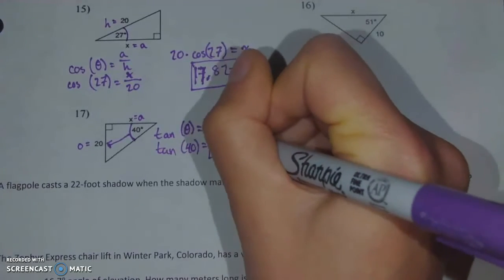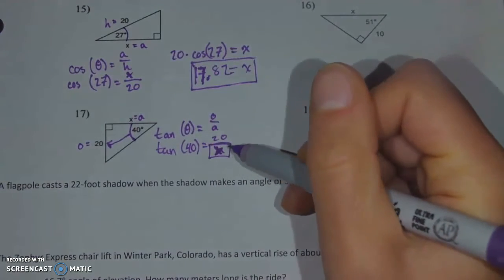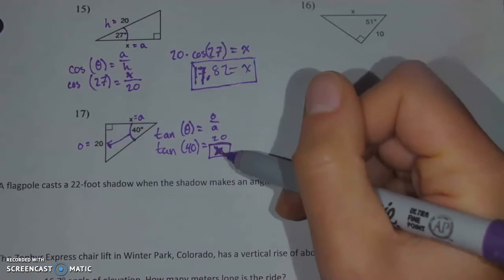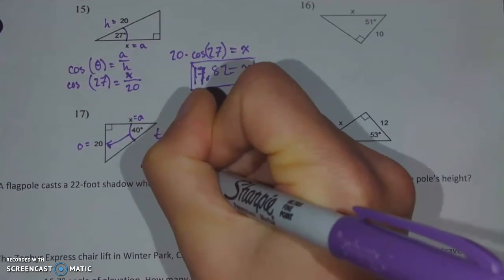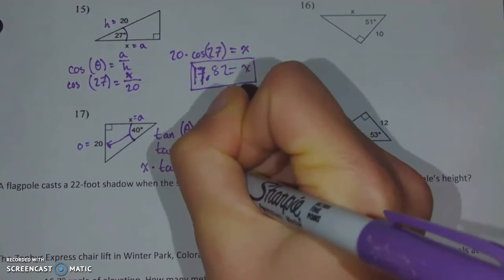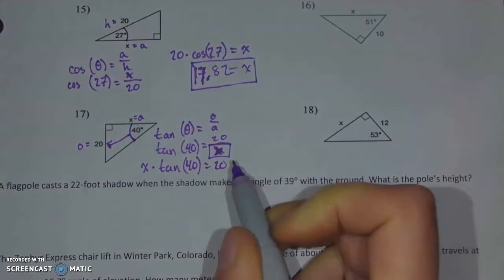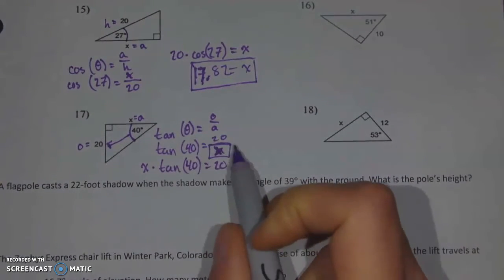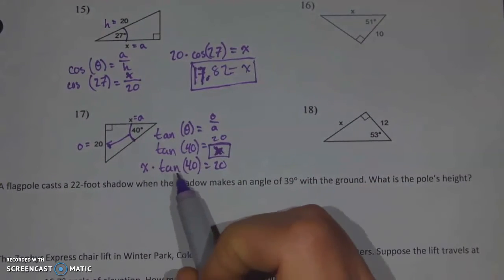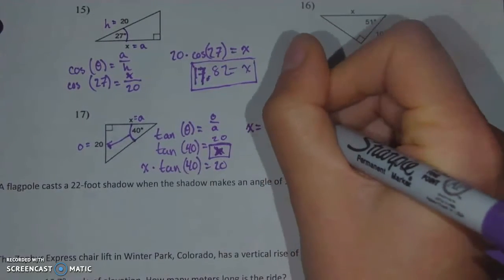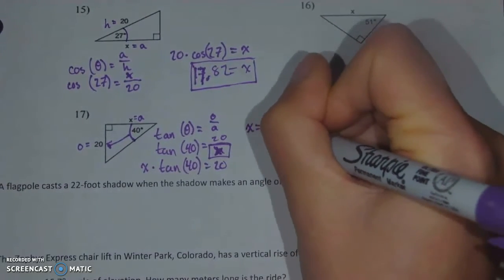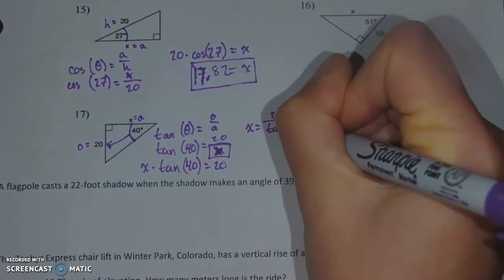I can't just divide by 20 because 20 here is not doing the division, okay? It is being divided by x. So if I multiply both sides by x, I end up with x times the tangent of 40 is equal to 20. That's great because I no longer have a variable in the denominator where it's trapped. Here, divide both sides by the tangent of 40, and you end up with x is equal to 20 over the tangent of 40.